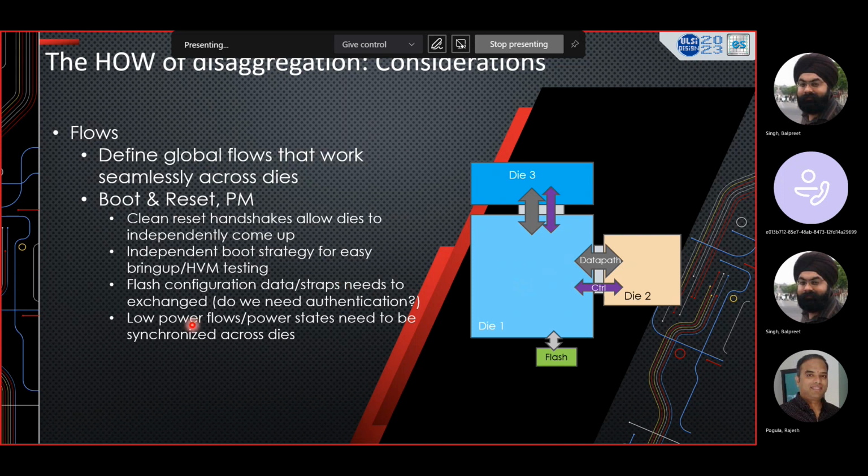Yeah, so the last point we talked about a little bit, the low power flows and the power states, also needs to be synchronized. Obviously, you cannot have one dielet which has gone into low power mode and the other dielet is still trying to access data from the other side. So any kind of power state change has to be done by a handshake before both the dies decide to go into a low power state.